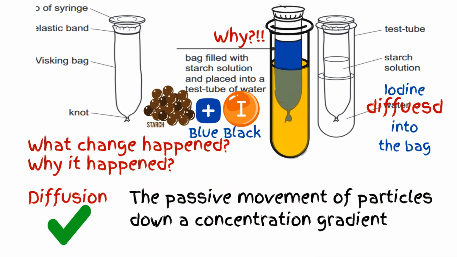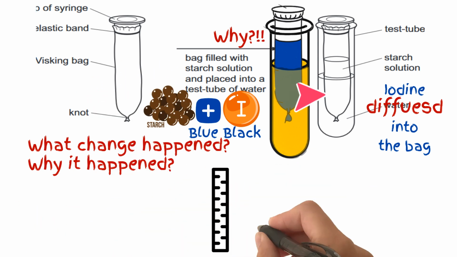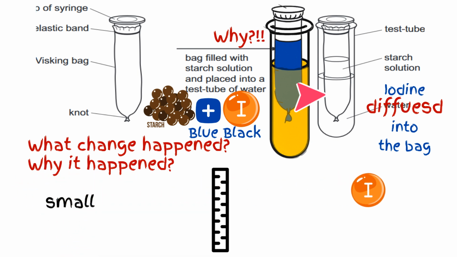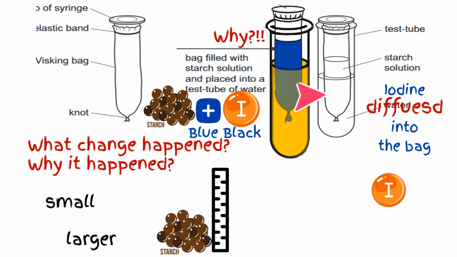Now, not all diffusion needs a membrane, but here it happened through a membrane, the Visking tubing. And that membrane makes the game different. It doesn't let everything through. It lets small molecules like iodine pass, but blocks larger ones like starch. So the iodine diffused into the bag. It was small enough to get through.